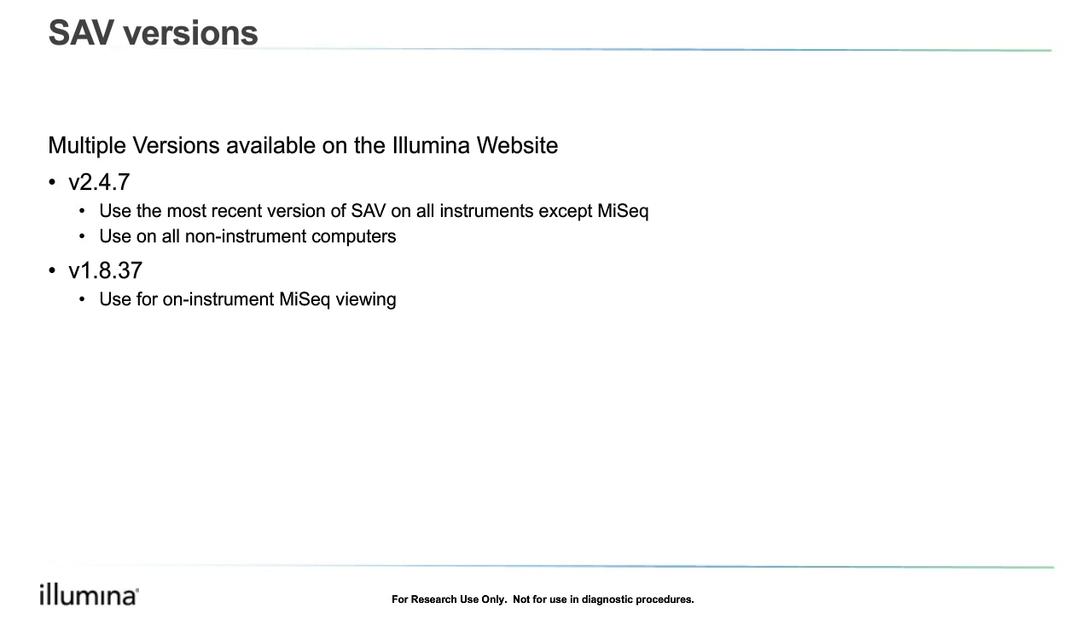Generally, each new version introduces a new feature. For example, version 2.4.7 added percent occupancy and percent pass filter information to the analysis tab, which was not available in the previous versions. Also note that all versions retain the same core metrics.